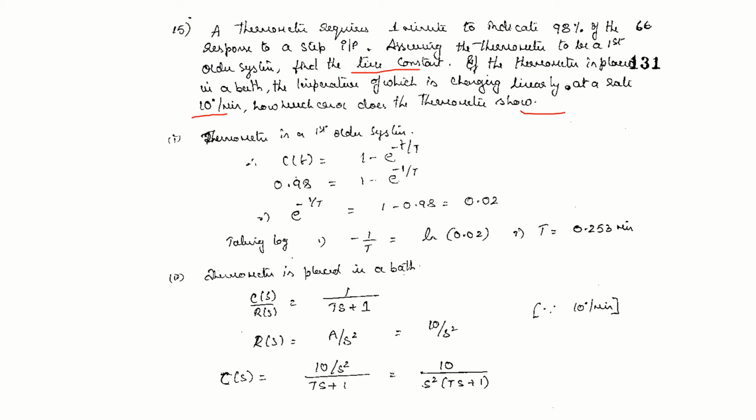First order system, 98%. From that, 1 minute t, you will get t equal to 0.253 minute. Time constant we can find out.